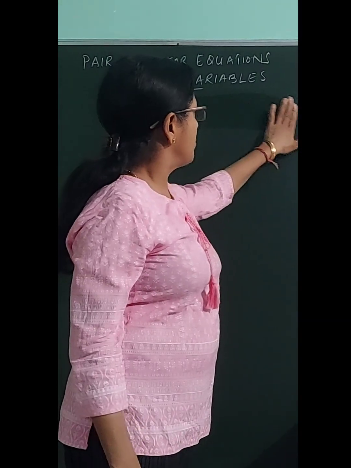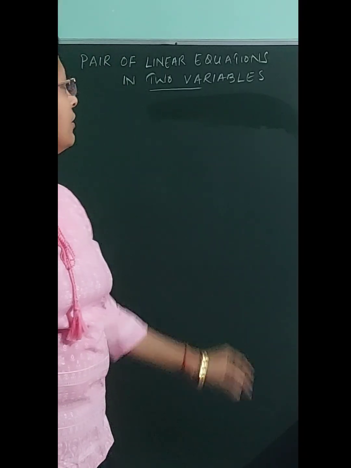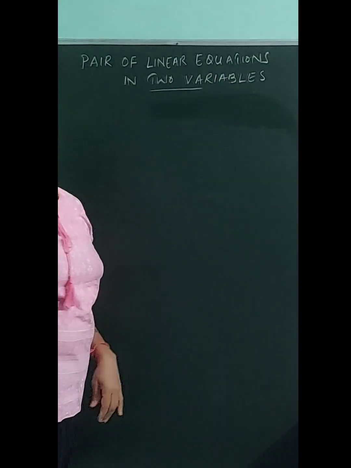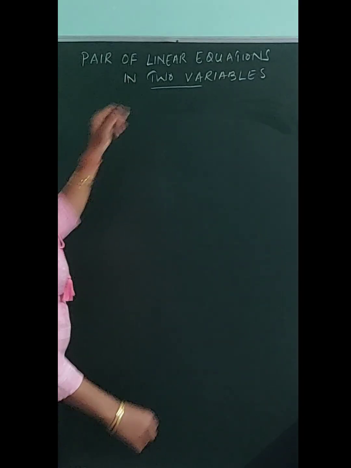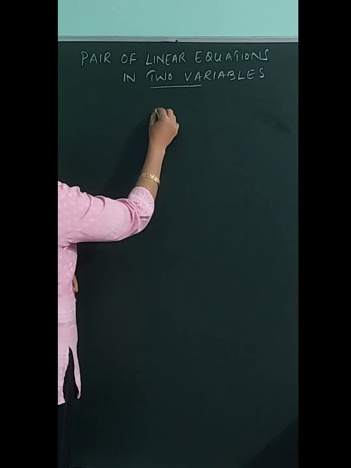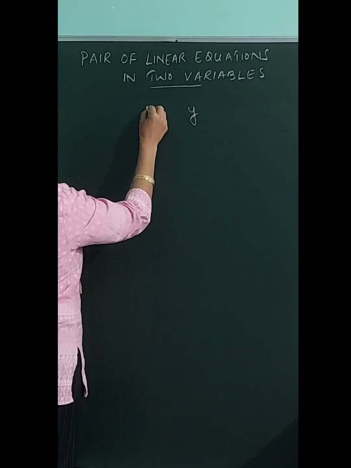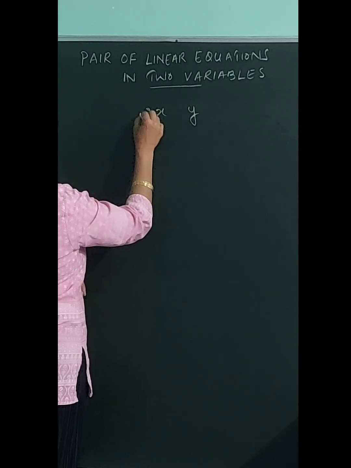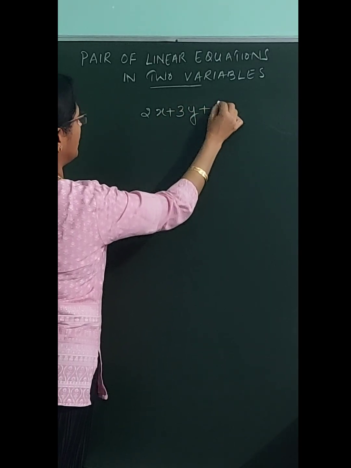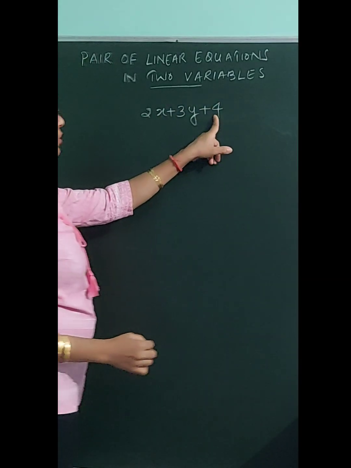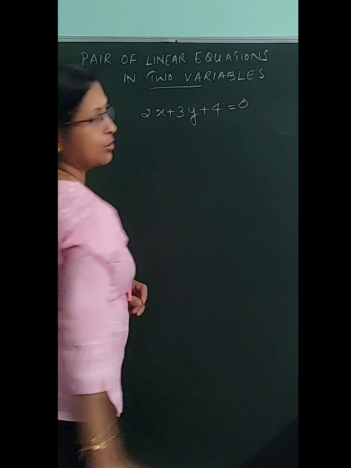So dear class 10 students, today we will discuss your third chapter, which is pair of linear equations in two variables. Let us discuss that with an example. Since your equation needs two variables, let us take x and y as the variables. Add some coefficients to x and y, let it be 2x plus 3y plus a constant 4, and we need an equation, so let it be equal to 0.